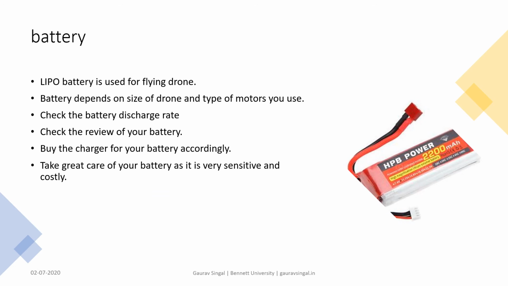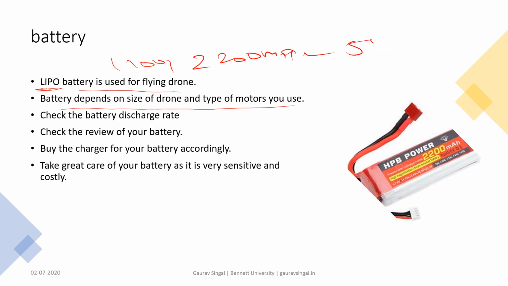Then the last one we have is basically the battery. The battery is used for giving power to the complete drone: flight controller, motors, all the components. We are using a LiPo battery, lithium polymer, for flying the drone. The battery depends on the size of the drone and the type of motor you use. Multiple kinds of battery are there: 2200 mAh, 1100, 5500. According to your requirement, you can choose which one is required for your project.